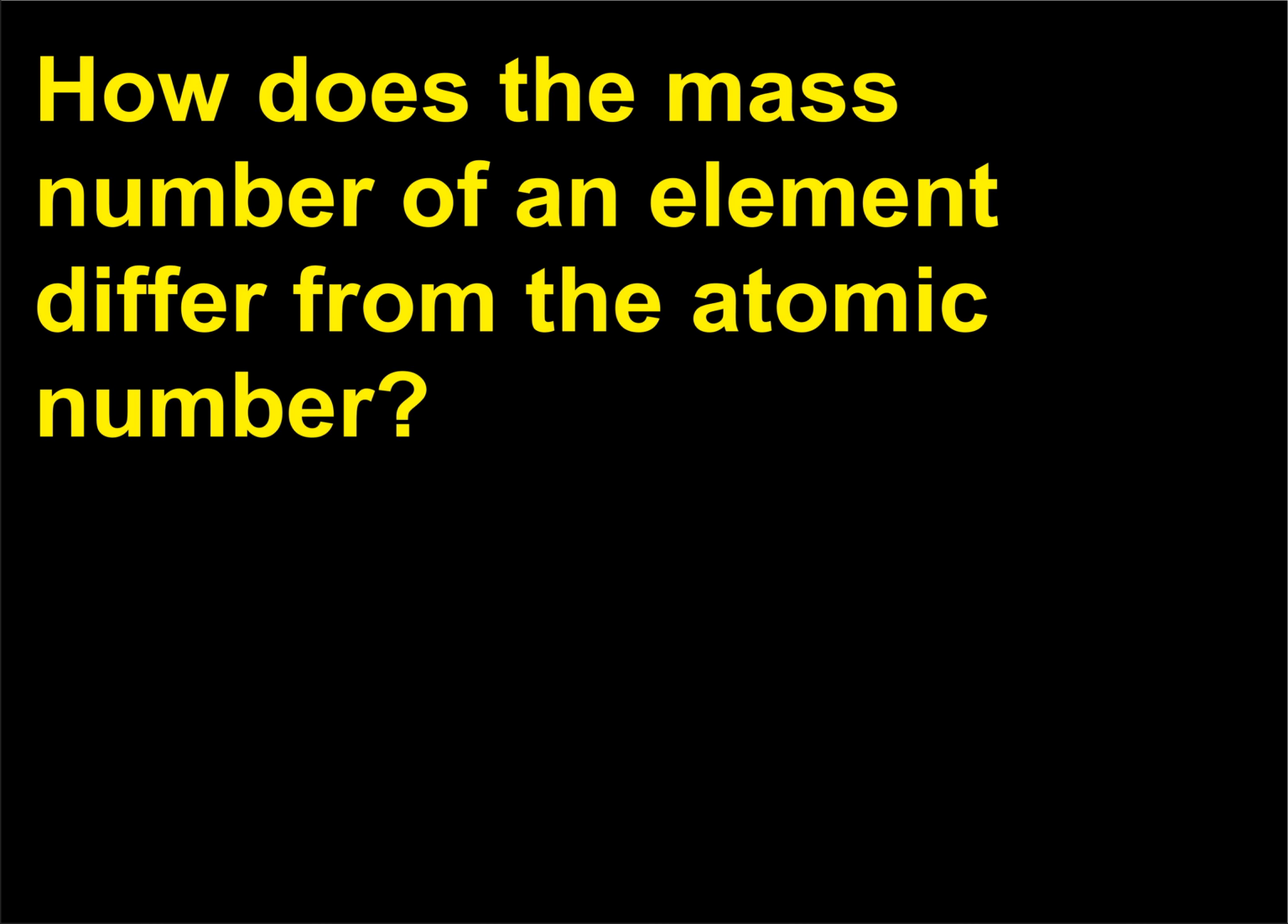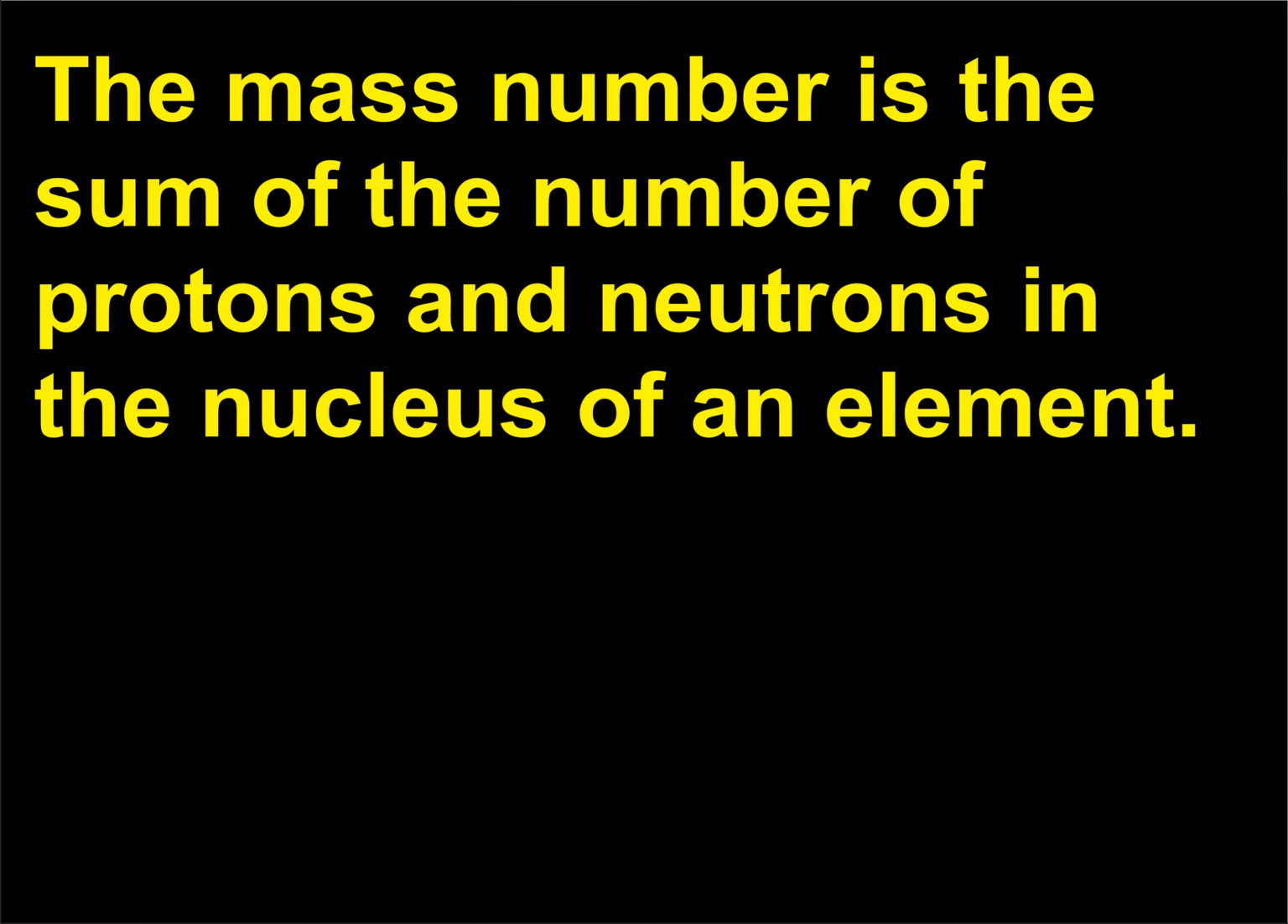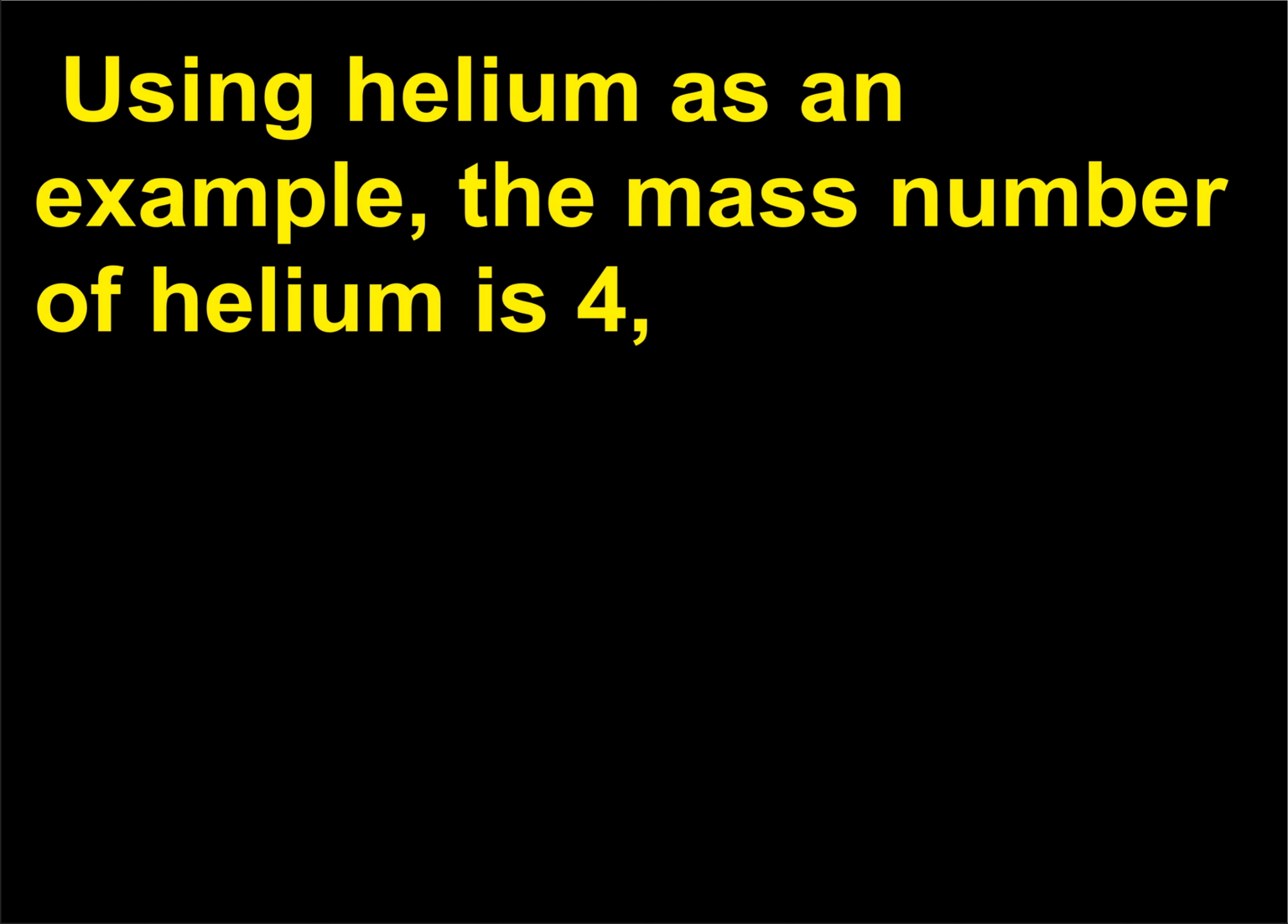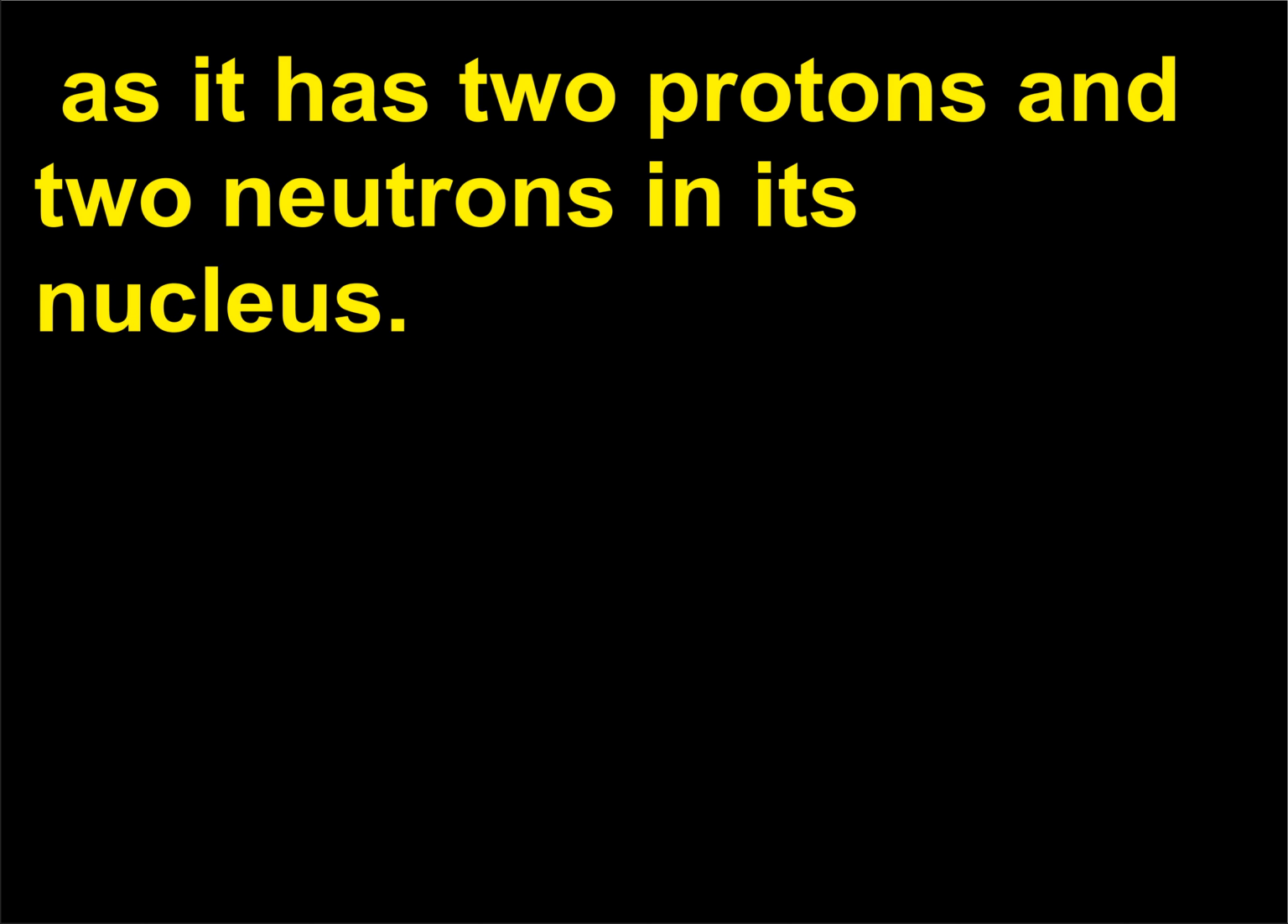How does the mass number of an element differ from the atomic number? The mass number is the sum of the number of protons and neutrons in the nucleus of an element. Using helium as an example, the mass number of helium is 4, as it has 2 protons and 2 neutrons in its nucleus.